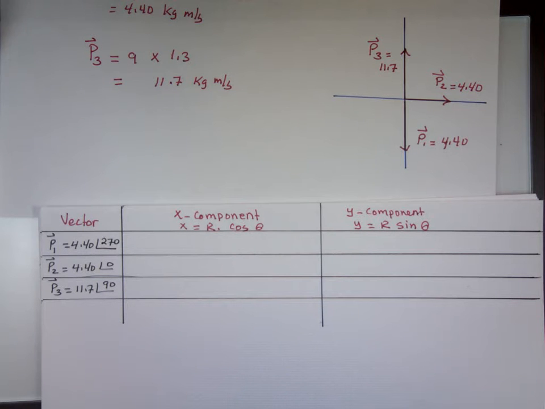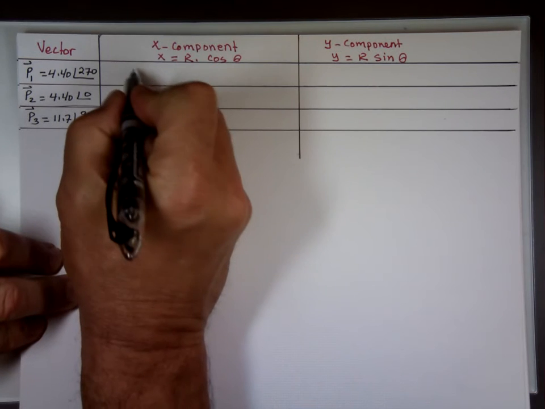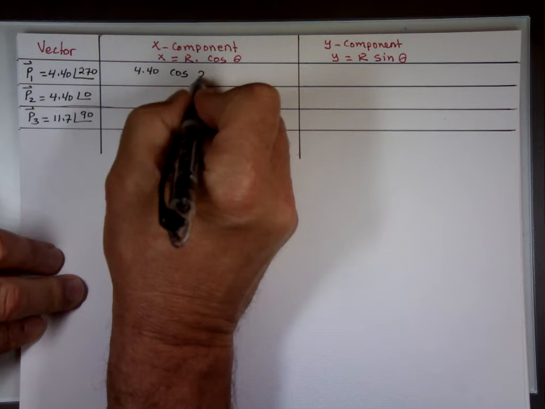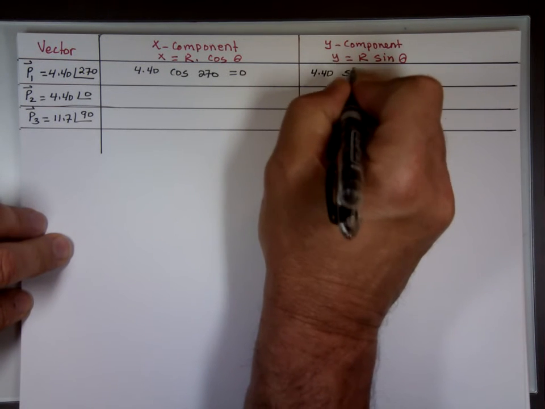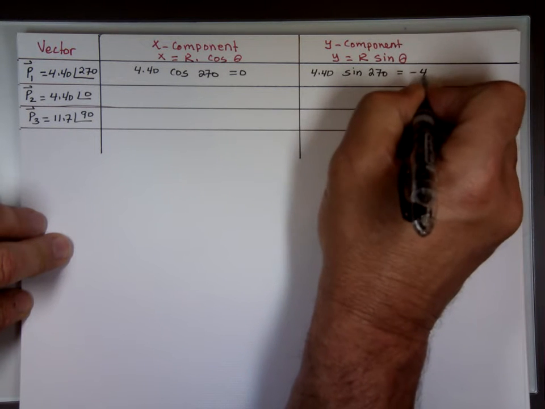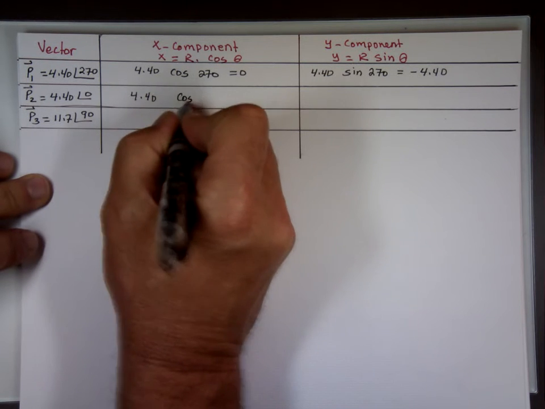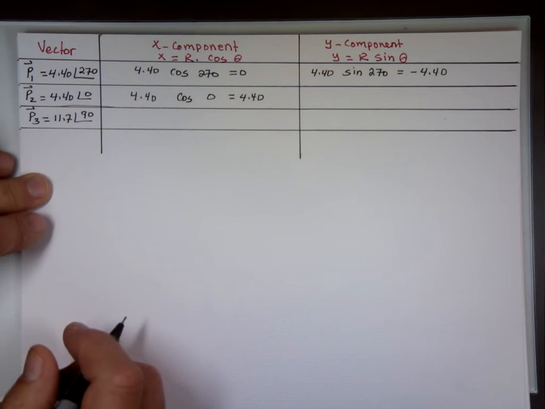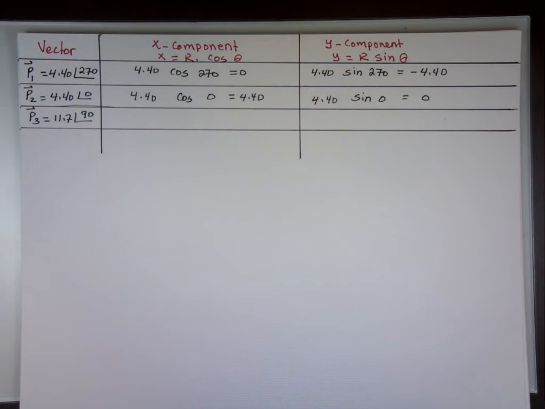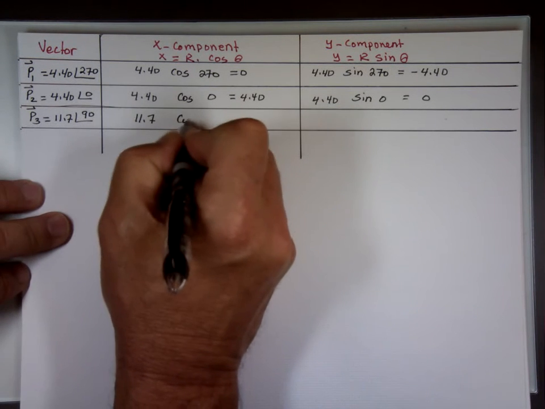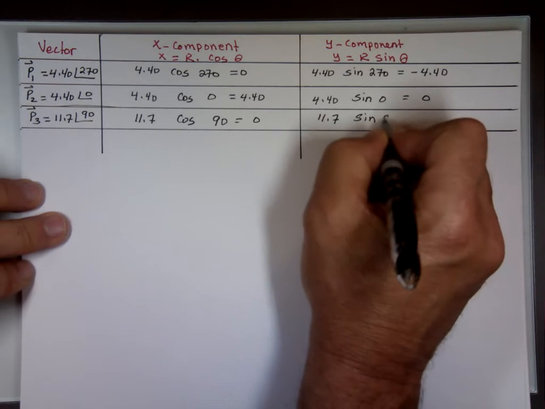Now we're going to find the x and y value for each one. This will be 4.40 cosine 270, and if you do the math on your calculator, that's a 0. 4.40 sine of 270, which is negative 4.40. 4.40 cosine 0 degree, 4.40. 4.40 sine 0 degree, that's a 0. 11.7 cosine 90 degrees is 0, and 11.7 sine of 90 degrees is equal 11.7.